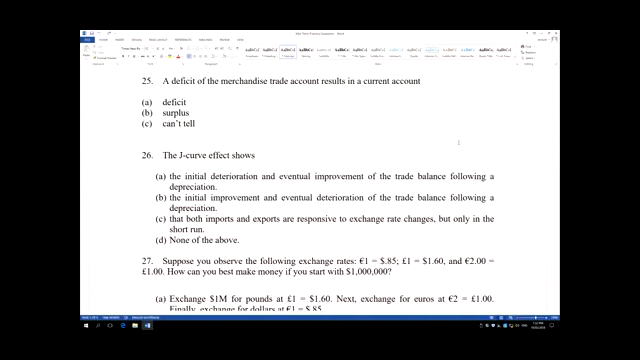All right, question 26. The J-curve effect shows. So what happens to the current account with the deficit with the J-curve? Initially it goes down, and then it goes up. So we see an initial deterioration and then an eventual improvement, which is A.